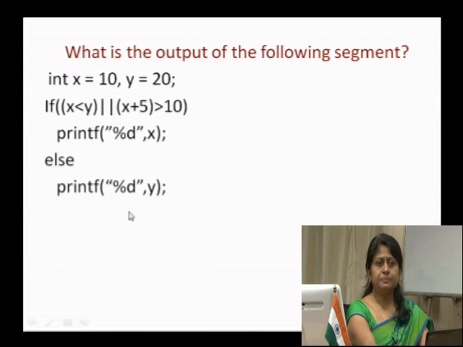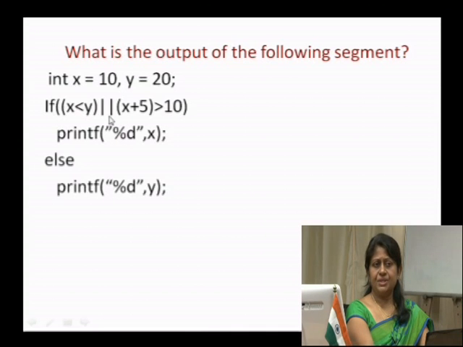Another example: what is the output of the following segment? You have two variables x and y, where x has a value 10 and y has a value 20. You have a condition which involves both relational operators as well as logical operators. So you are checking for x less than y, which happens to be true in our case, that is 10 is less than 20.